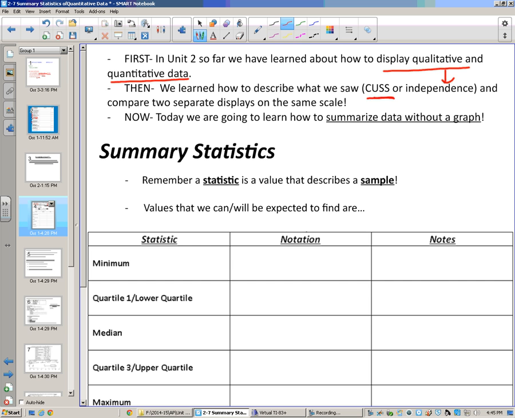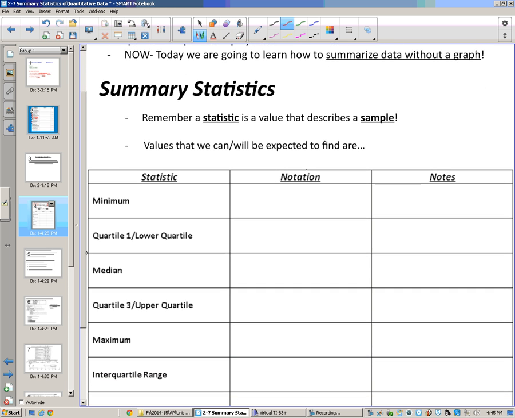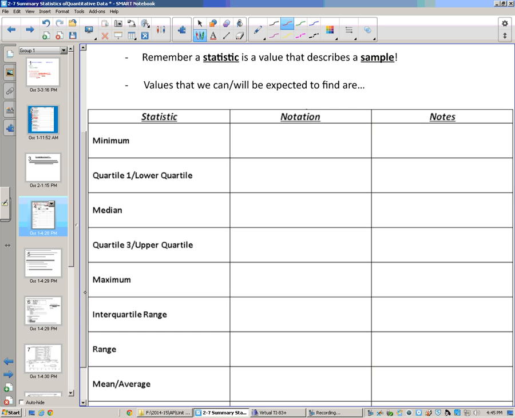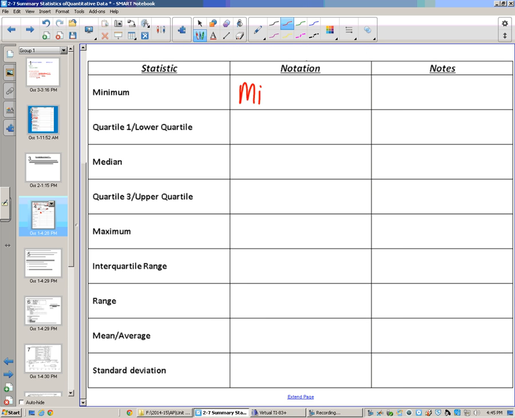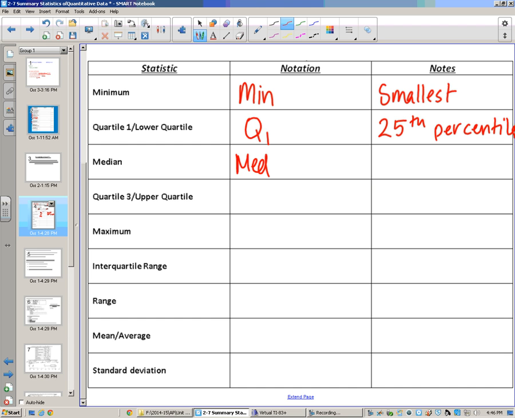I know you guys do know a lot of this already, but we're going to look at how we summarize without a graph. So, summary statistics. Remember, a statistic is a value that describes a sample, S. So a lot of these you already know. The minimum, notation min, is the smallest or lowest value. Lower quartile is Q1. That's also known as your 25th percentile. Remember, percentile means percent below. Median, MED on your calculator, is the 50th percentile, so half below, half above. Third quartile, Q3, that's your 75th percentile.